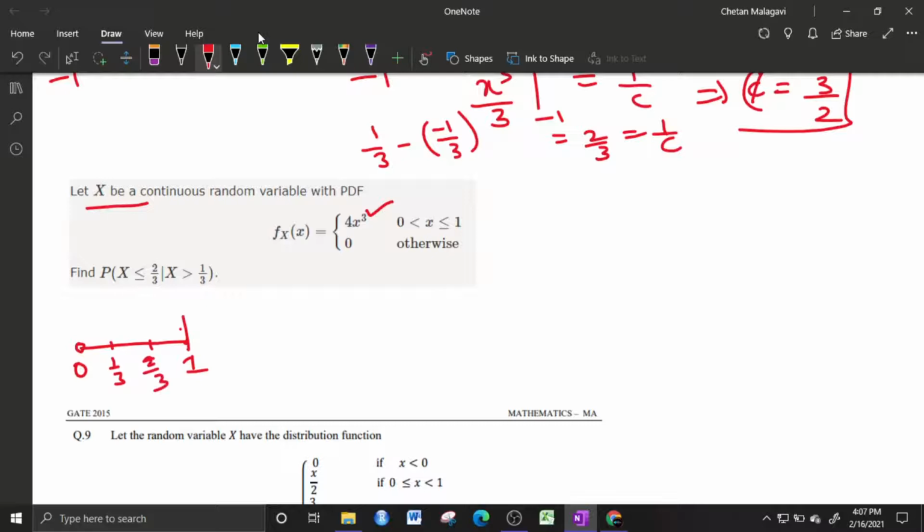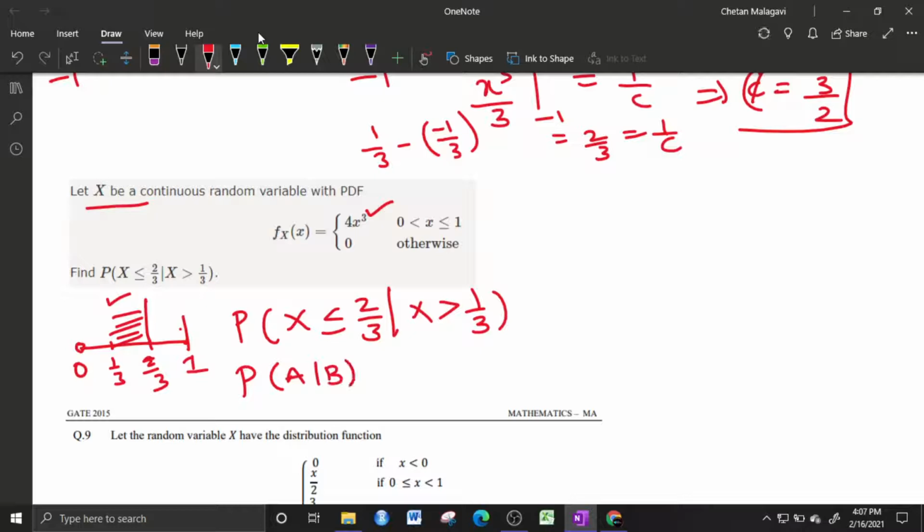Now we have to find the probability that x is less than or equal to 2 by 3, given that x is greater than 1 by 3. So we have the formula that the probability of A given B can be given by the probability of A intersection B divided by the probability of B, and note that the probability of B is not equal to 0. So we will solve this.